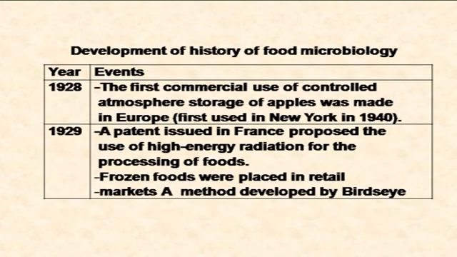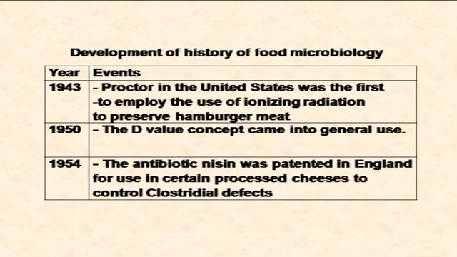In the year 1928, the first commercial use of controlled atmosphere storage of apples was made in Europe, and it was first used in New York in the year 1940. In the year 1929, a patent in France proposed the use of high energy radiation for the processing of foods. Frozen foods were placed in the retail markets, and a method was developed by Birdseye in the same year. In the year 1943, Proctor in the United States was the first to employ ionizing radiation, and he used hamburger meat for preservation.